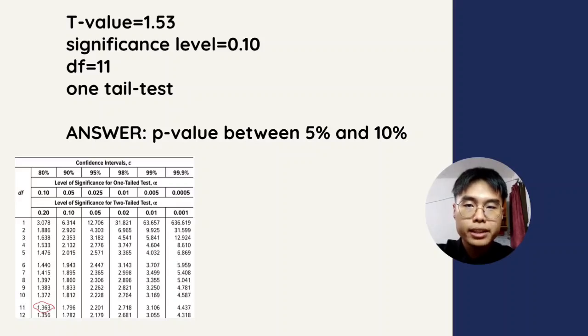Thank you. Now find the p-value. To find the p-value, we need the t value, which is 1.53, the degree of freedom, which is 11, and the significance level 0.1. Using this information, we go to the t table. We find 11 of df, and the row for the one-tailed test, because the alternate hypothesis is more than, so this is the right-tailed test. In the t table, we found that 1.53 is between 5% and 10%. So the p-value is between 5% and 10%.